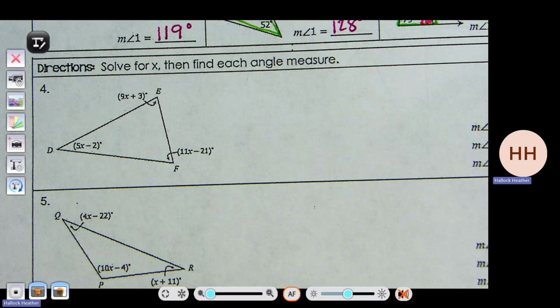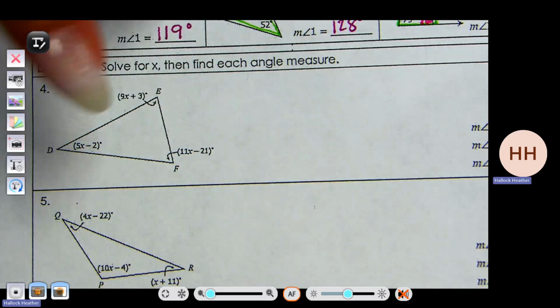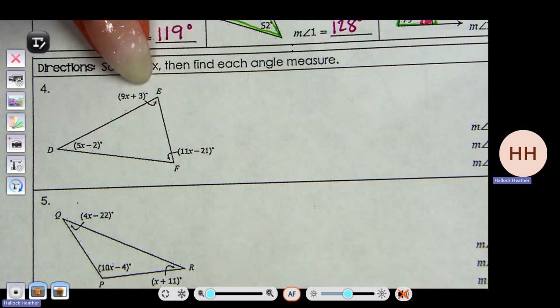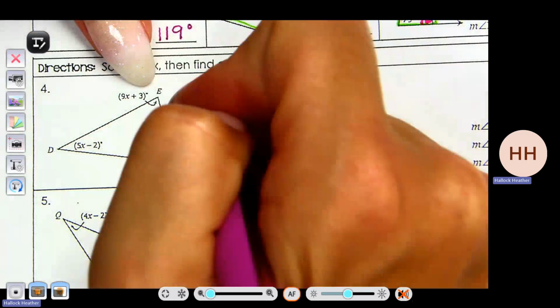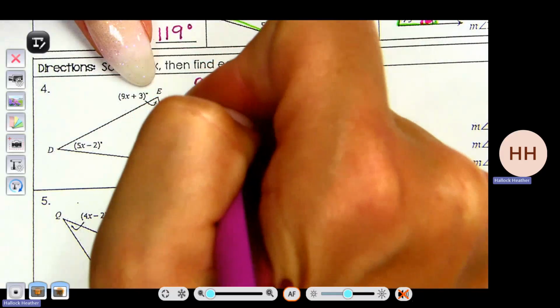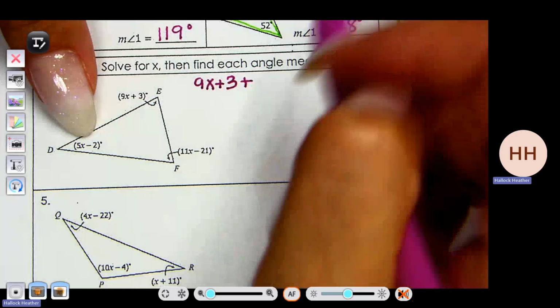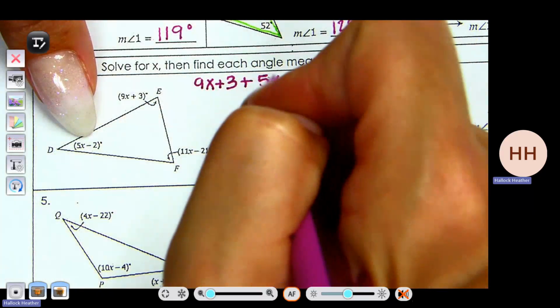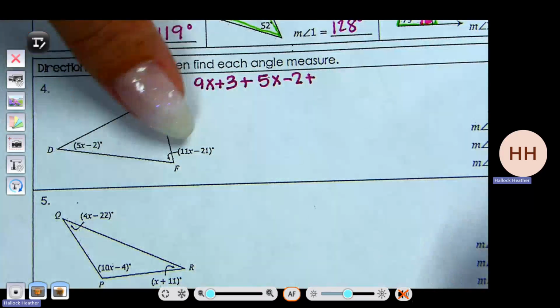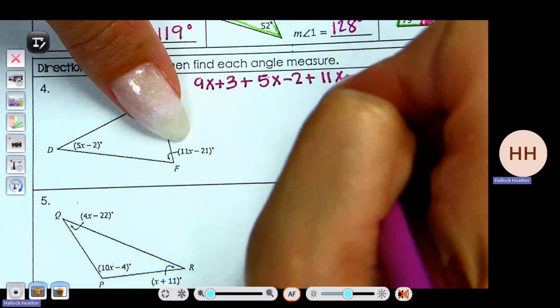So how much are we adding to make 180? So the equation is going to start really long, but it's going to reduce to a 2-step equation every single time. So don't get thrown off by the long equation. So I'm just going to start by writing the top one. So we have 9x plus 3. We are adding one of the other ones. It doesn't matter. I'm going to go to the left. So 5x minus 2. I'm adding the next one, which is 11x minus 21.